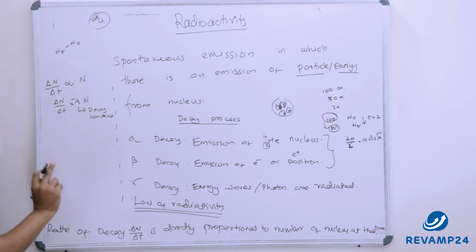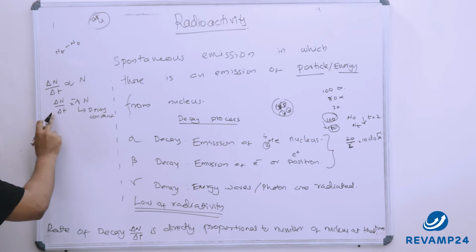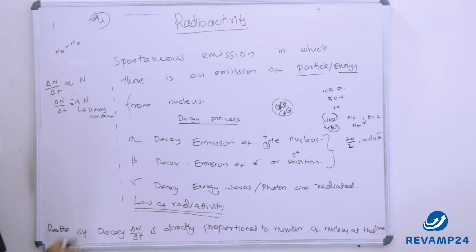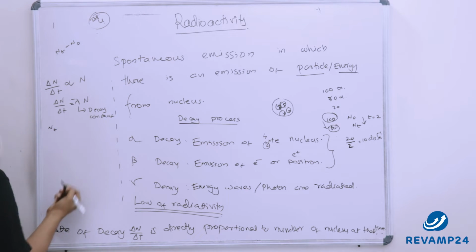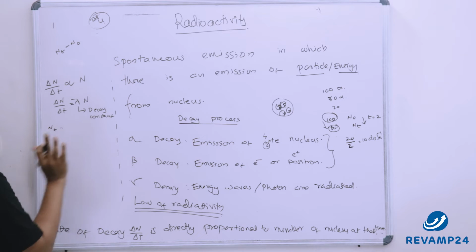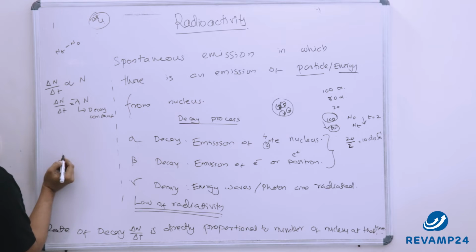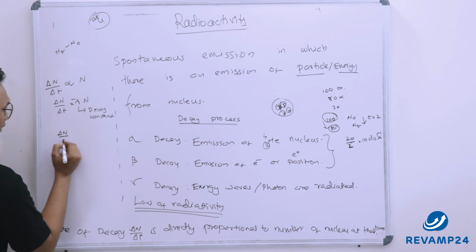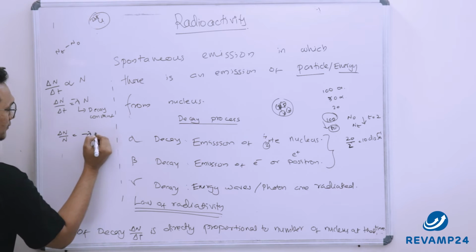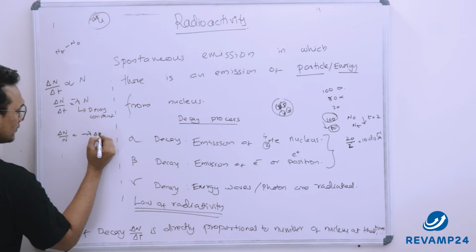Now, to get the number of nuclei present at any moment of time, we need an equation for N. The number of nuclei at a particular time is equal to some equation. This is what we are expecting. How to do that? We have to integrate. So I'll keep N here. So delta N by N is equal to minus lambda into delta t.